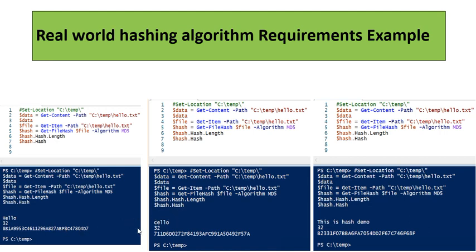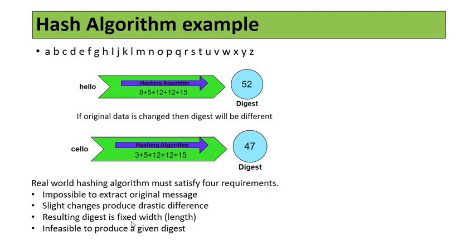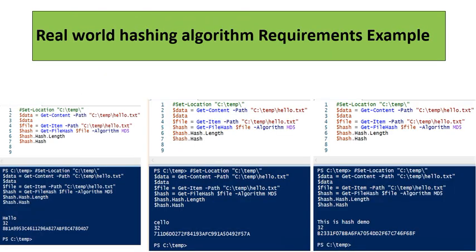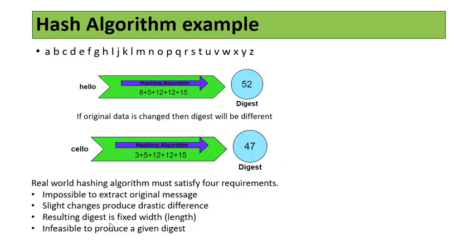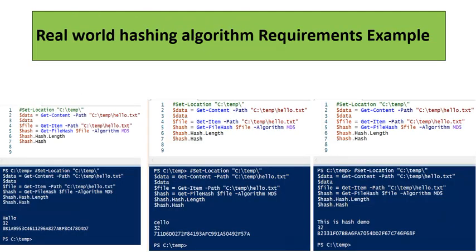And again, if I go back to my previous slide, there is a point: the resulting digest is of fixed length, so the length should not change. If I go to my next slide, you can see in all three examples, here the word is hello, here the text in the file is hello, and here we have some large string like "this is hash demo". Again, this value is 32. So this example satisfies this line, the resulting digest is fixed, because in all the places we have 32, 32 and 32.